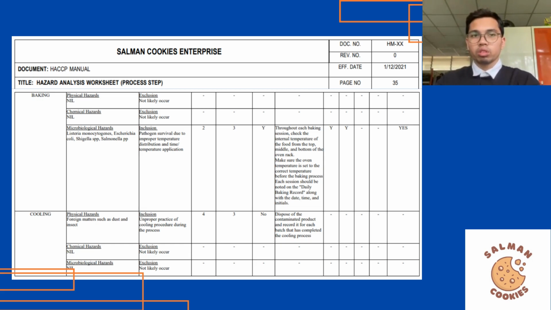And next we go to cooling. Cooling has a physical hazard. It can be contaminated with foreign matter such as dust and insects. This happens because of improper practice by our workers. If it happens, we are supposed to commit to the batch and keep a record of each batch that has completed the cooling process. And this is not our CCP.